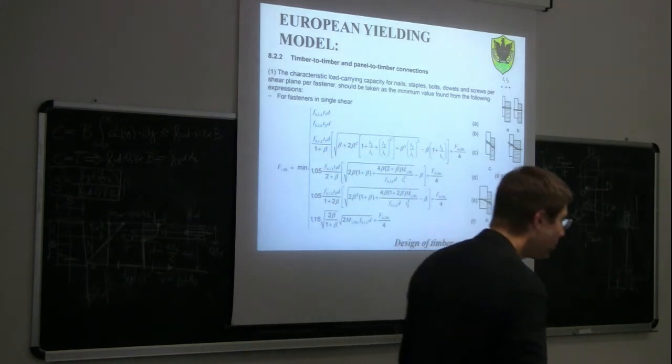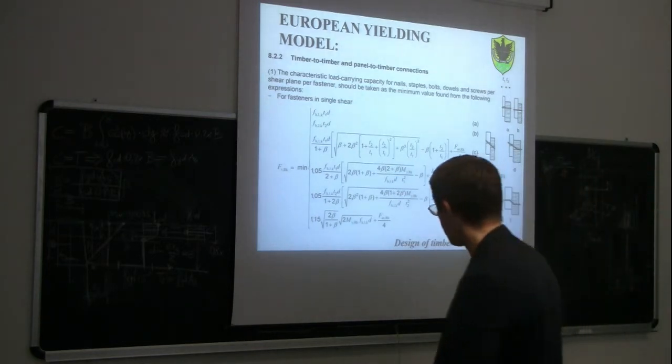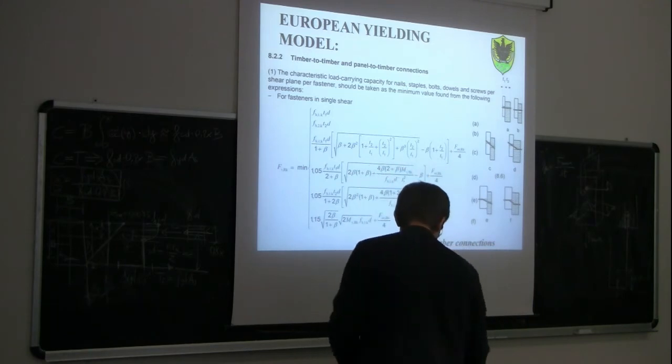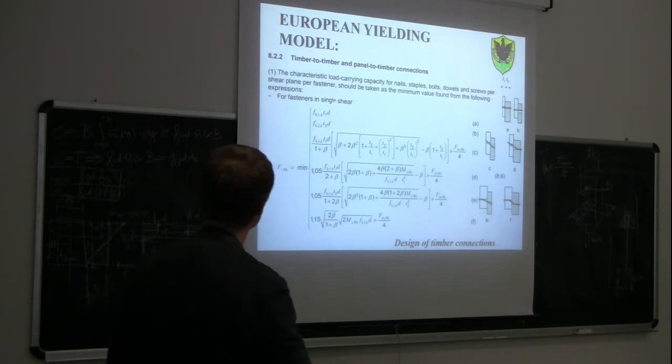Okay, so now, if we write the equilibrium equations for the different configurations, we can get to these relationships here, which are the basis of Eurocode 5, and they are also called the European yielding model. So how do we use these equations? Then we'll see how we can derive them. So let's see what the regulation says.